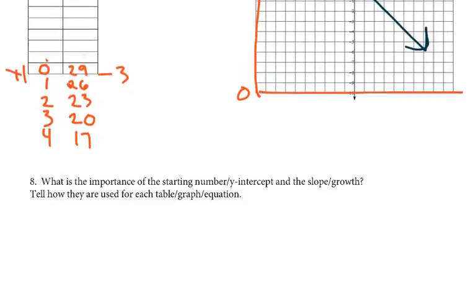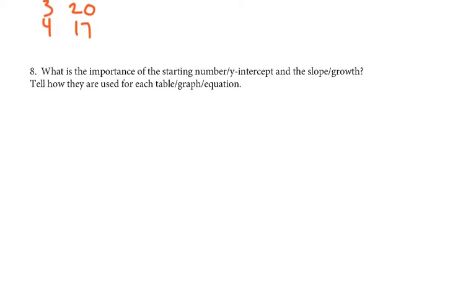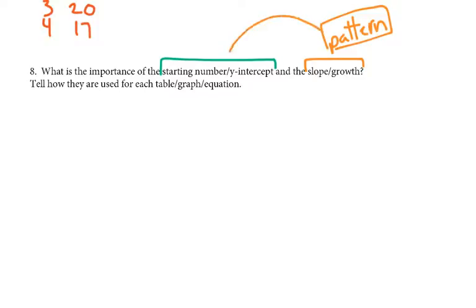Alrighty. Now, last question: what is the importance of the starting number, y-intercept, and the slope growth? Tell how they are each used for the table. Okay, that helps us know where we're starting, obviously. Okay, and it gives us a good place to start our pattern. The slope and growth then tells us the pattern. Okay. So using that pattern applied to the starting number is how we figure out what's going on. Okay. I guess I should say how we use that slope growth is telling us what our pattern is.